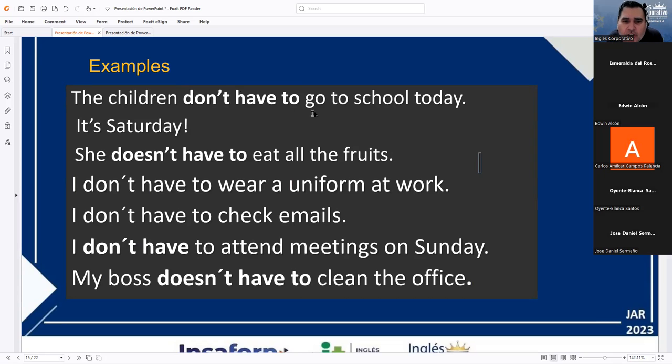The children don't have to go to school today. It's Saturday. She doesn't have to eat all the fruits. I don't have to wear a uniform at work. I don't have to check emails. Yeah, but I wear a uniform. So I don't have to check email. I don't have to attend meetings on Sunday. My boss doesn't have to clean the office. There is a person that cleans it for him or her. Okay? Don't have to, doesn't have to. It's not necessary.